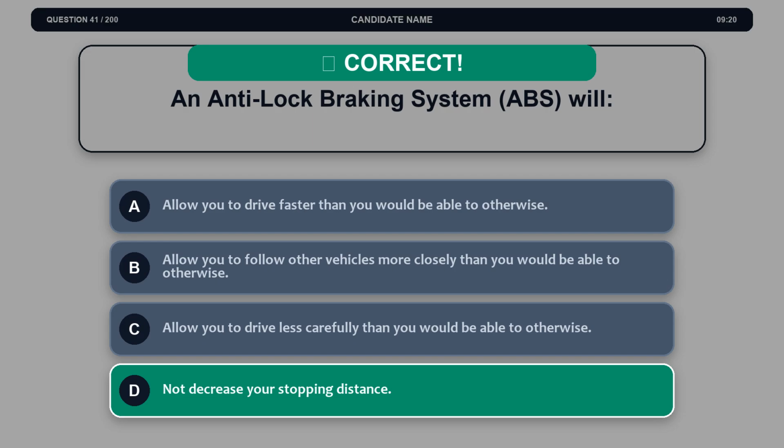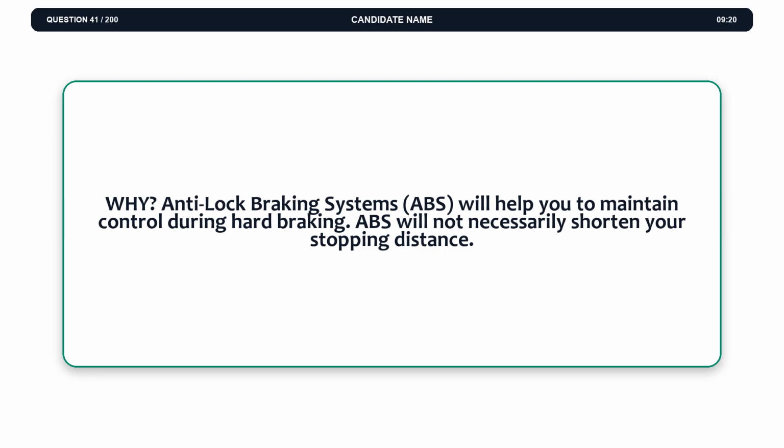The correct answer is option D, not decrease your stopping distance. Explanation: anti-lock braking systems, ABS, will help you to maintain control during hard braking. ABS will not necessarily shorten your stopping distance.